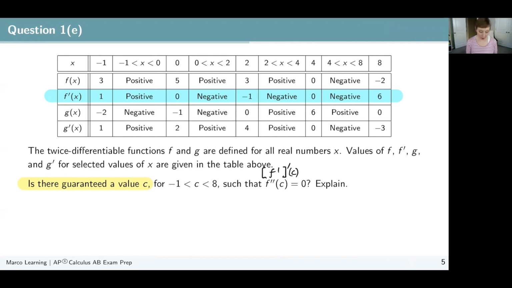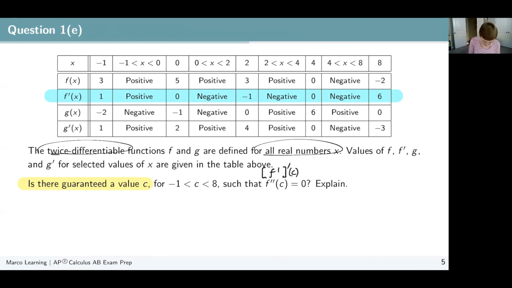Is that true? Well, remember we were told that f is twice differentiable. So that means that f is differentiable and f prime is differentiable. And that's one of the conditions we're trying to check. Is f prime differentiable? Yes. Where is it differentiable? Well, it's differentiable for all real numbers x. So if it's differentiable for all x, then certainly it's differentiable on the closed interval from -1 to 8. So that condition is met.